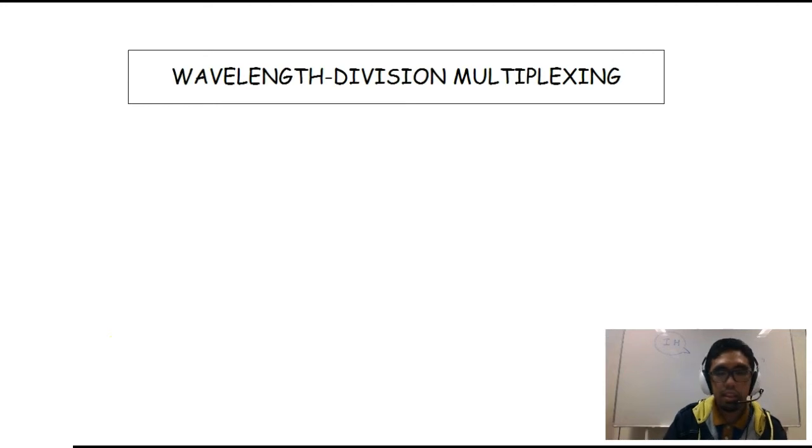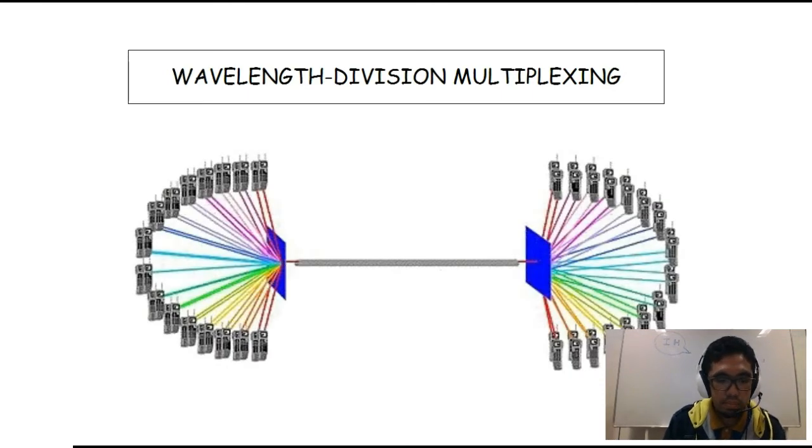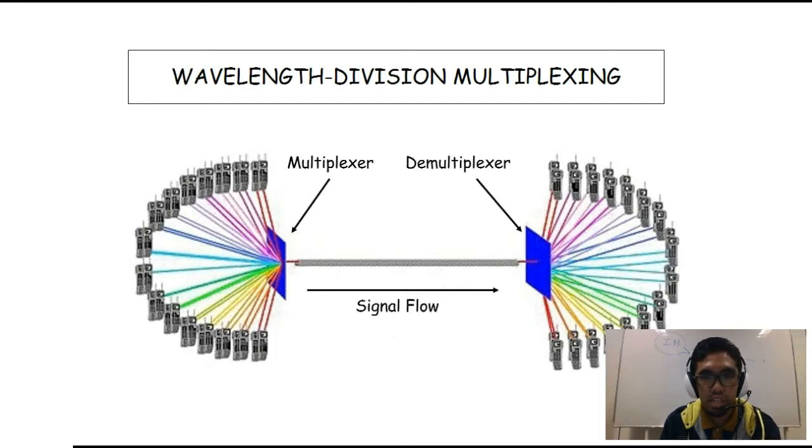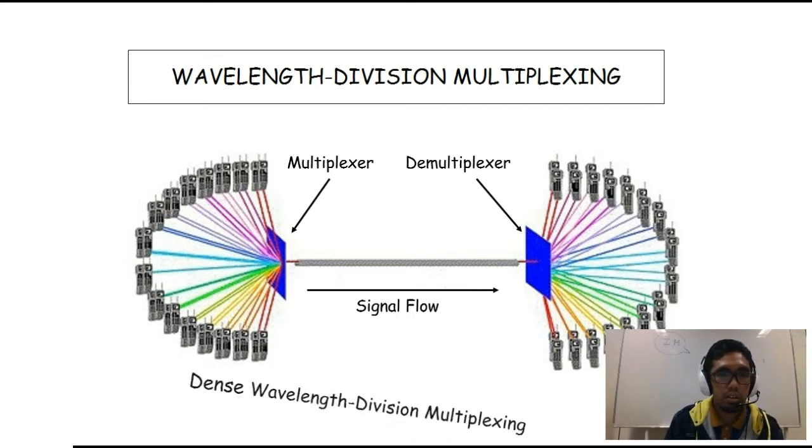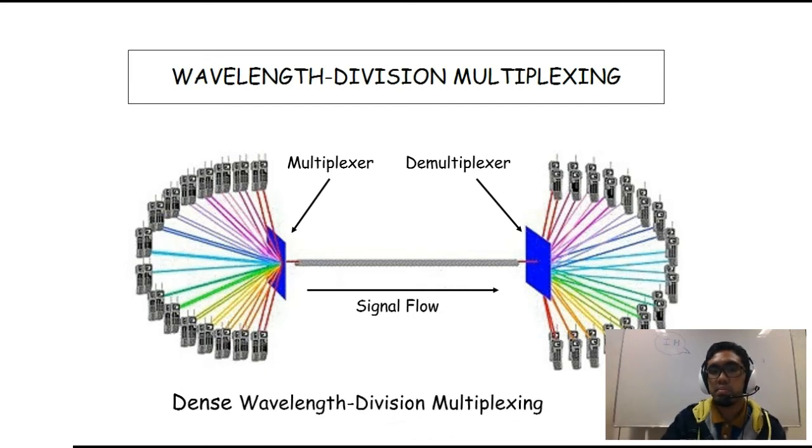Now there's another method that can multiplex a huge amount of channels by spacing the channels very close to one another. This method will further increase the efficiency, and it is called dense wavelength division multiplexing, or DWDM for short.